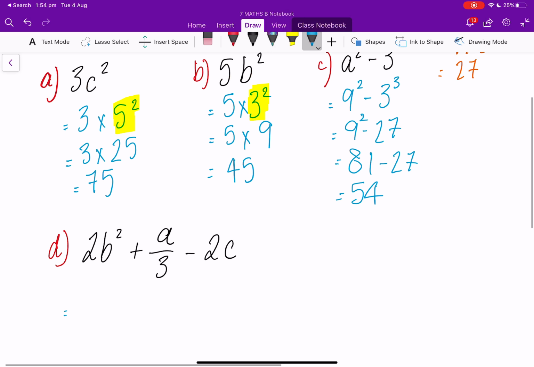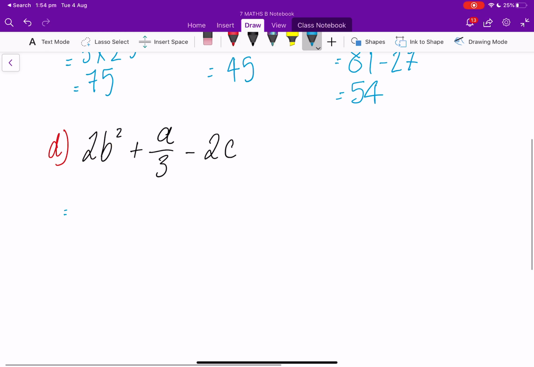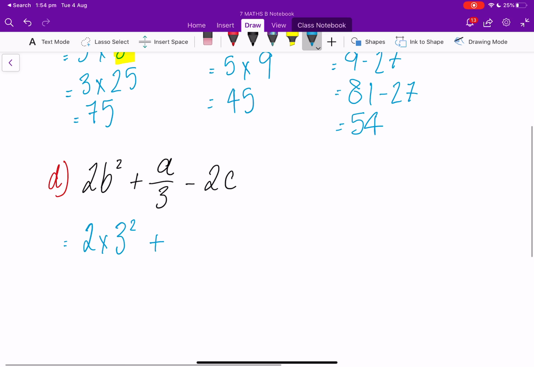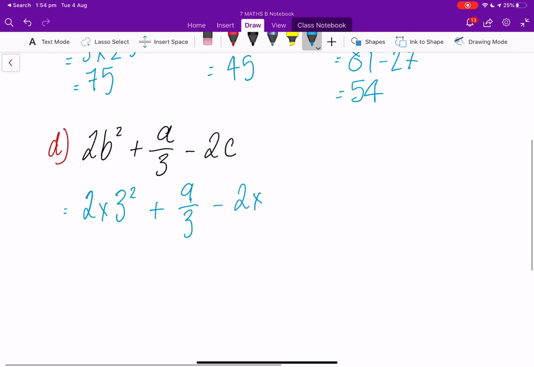So B is 3. So what I write is 2 times 3 squared plus A. A is 9, yeah. 9 over 3. Take 2 times C, which is 5. Okay, so now we've got this line of writing out.